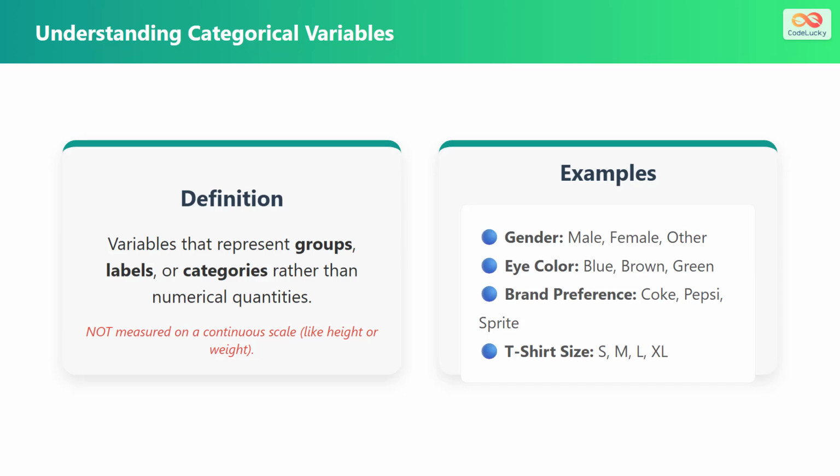Before we dive deeper, let's clarify what we mean by categorical variables. These are variables that describe groups or labels rather than numbers. Think of things like gender, eye color, or your favorite brand of soda. We are not measuring height or weight here. We are counting how many items fall into specific buckets or categories.